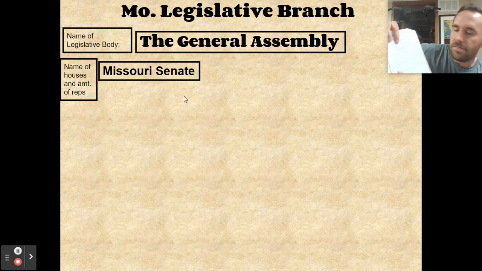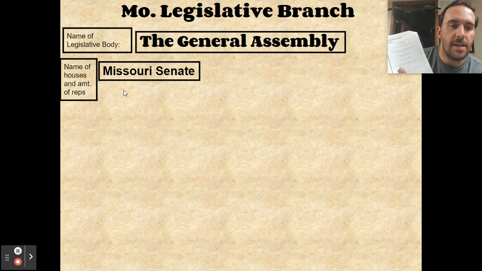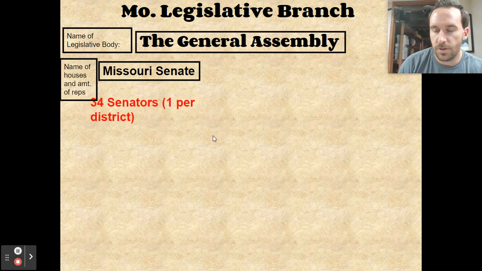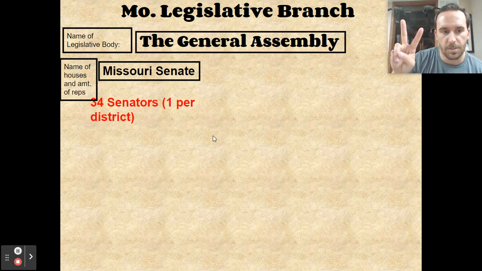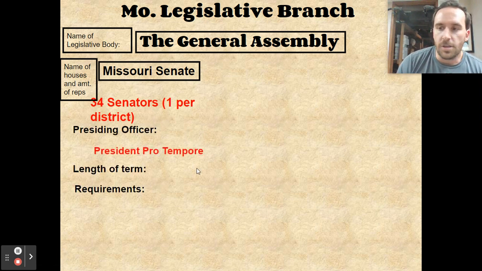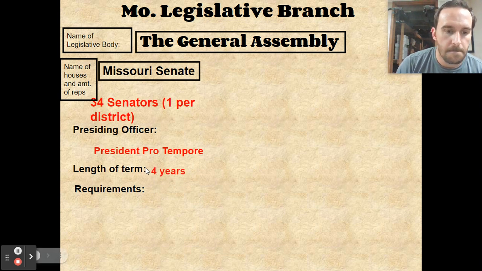So we're filling out now the left column of the right half of the page, where it says, what are the names of the houses and the amount of reps in each? Now we're writing down Missouri Senate, and there are 34 of those. There's only 1 per district, whereas the U.S. government has 2 senators per state. In Missouri, you only get 1. That's an important difference you'll need to know. Presiding officer is also called the president pro temp. They are in charge for 4 years.